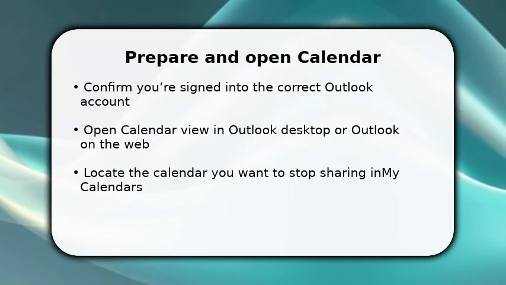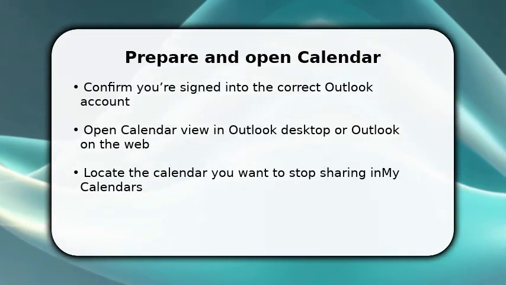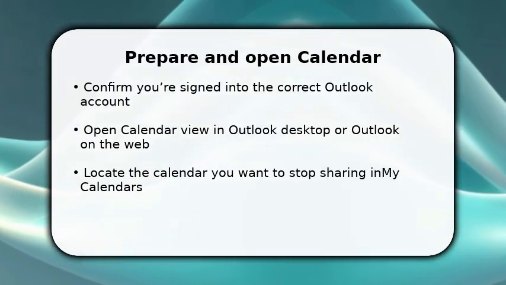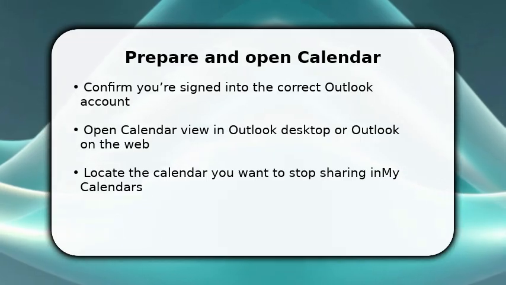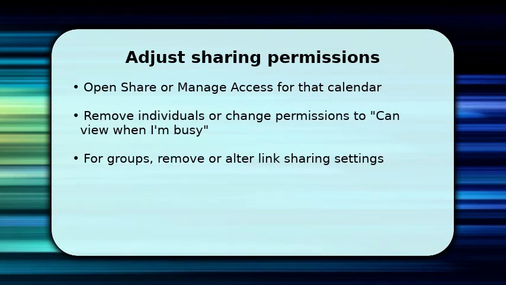Once selected, look for Share, Permissions, or Manage Access. That's where you'll remove sharing. Now proceed to the Permissions controls. Now open Share or Manage Access for that calendar and review the list of people and groups.